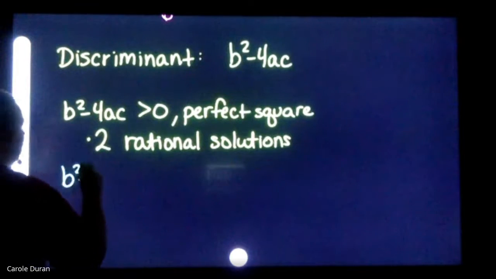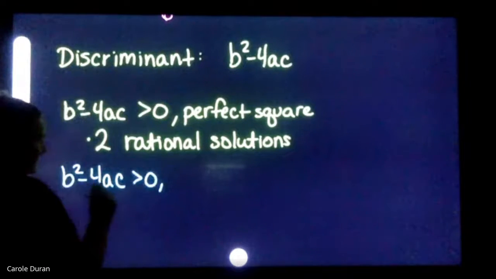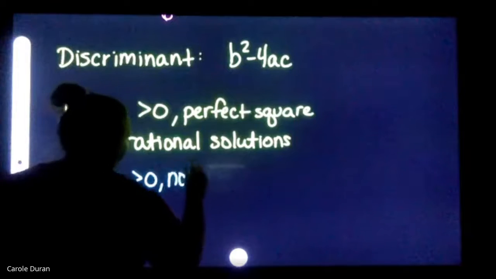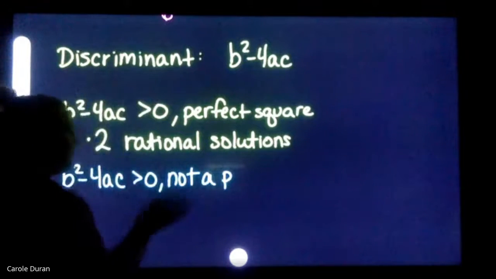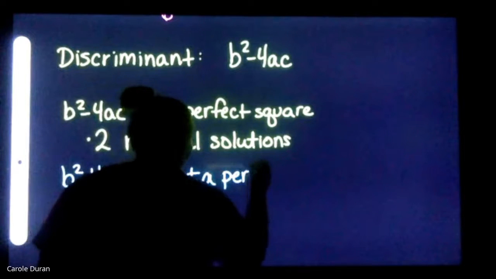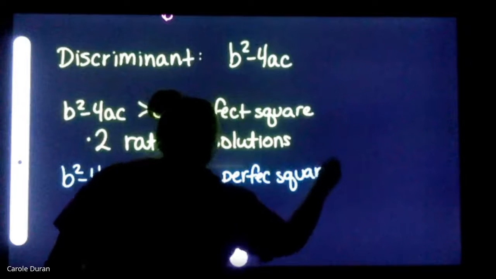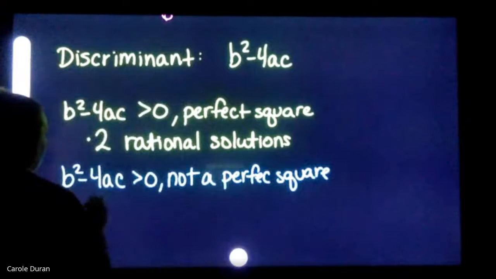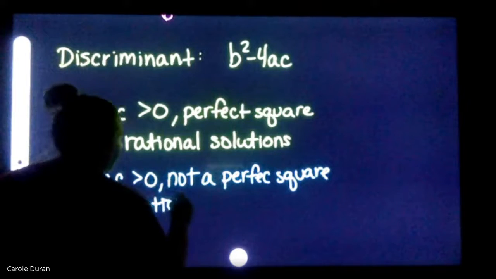If that discriminant comes out to be positive, but not a perfect square, so any number other than 4, 16, 25, 36, and so on, then my solutions will be 2 irrational solutions.